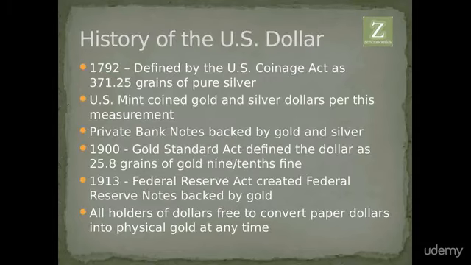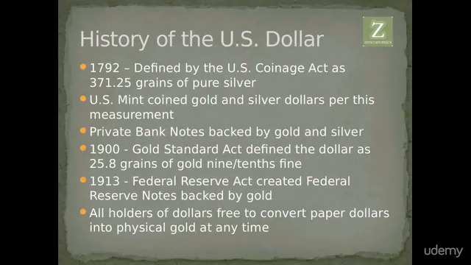The United States Coinage Act defined the US dollar as 371.25 grains of pure silver. While this may seem arbitrary out of context, the primary currency used at that time was the Spanish silver dollar, which was a coin consisting of 371.25 grains of pure silver. So the US dollar was based on the Spanish silver dollar, already widely in circulation.